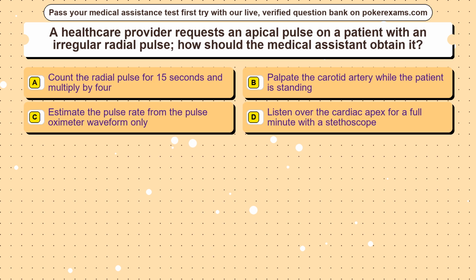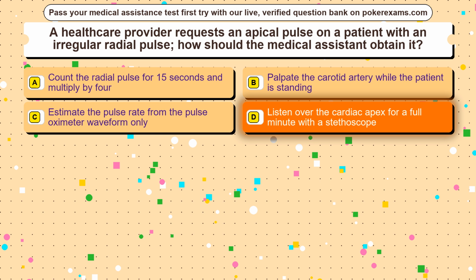Question 16. A healthcare provider requests an apical pulse on a patient with an irregular radial pulse. How should the medical assistant obtain it? Option A, count the radial pulse for 15 seconds and multiply by 4. Option B, palpate the carotid artery while the patient is standing. Option C, estimate the pulse rate from the pulse oximeter waveform only. Option D, listen over the cardiac apex for a full minute with a stethoscope. The correct answer is option D, listen over the cardiac apex for a full minute with a stethoscope.